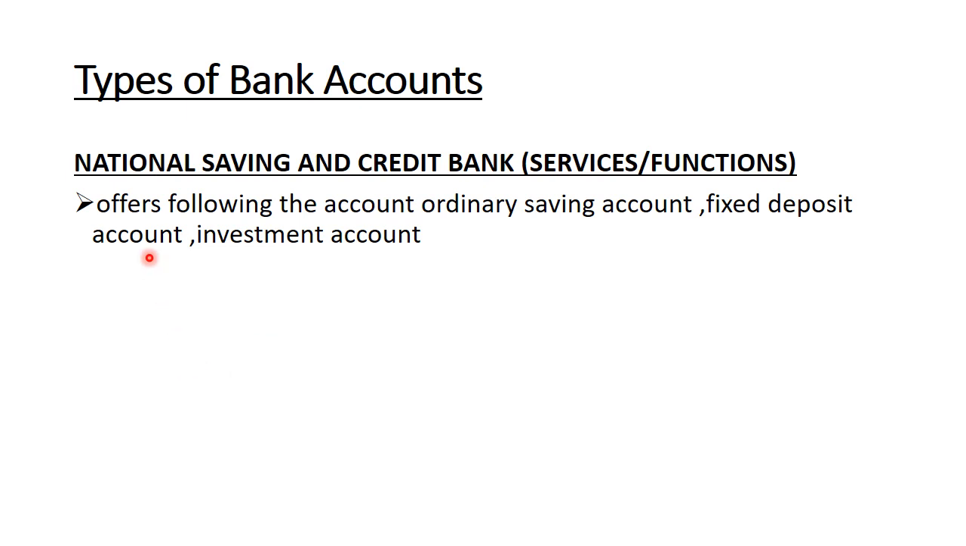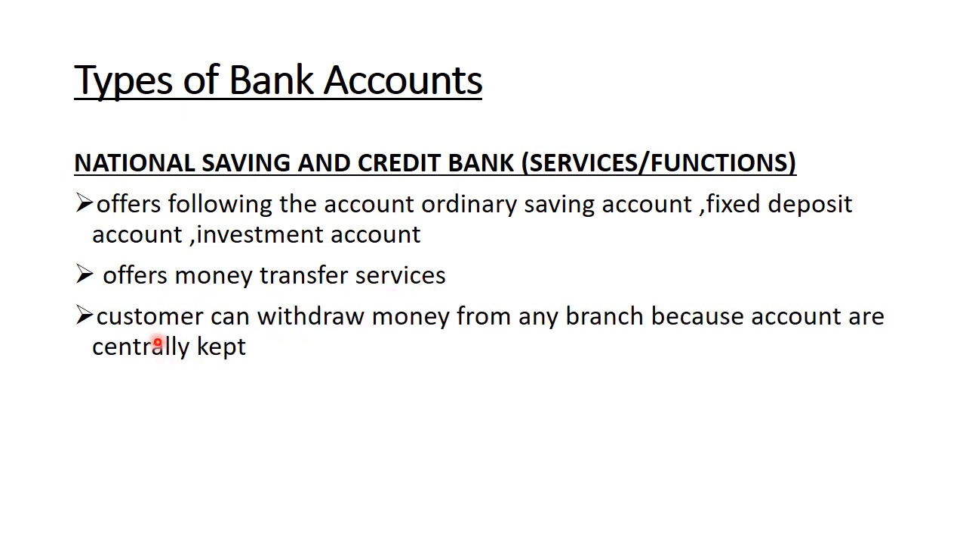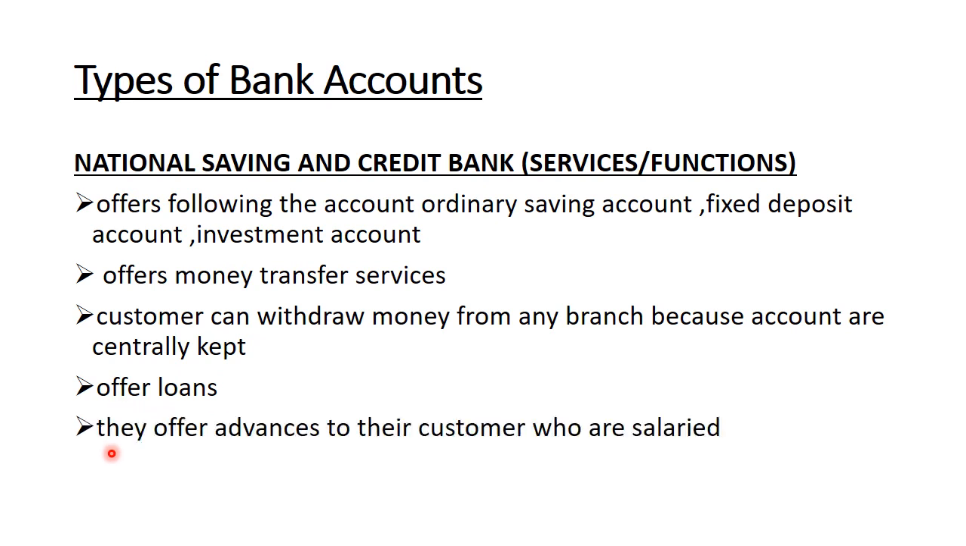The other features of the National Savings and Credit Bank, which in Zambia is called NatSave: they offer money transfer services just like other banks. Their customers can also withdraw money from any branch because accounts are centrally kept. So you can withdraw money from anywhere. If you are in Mufulira, you are not supposed to be in Mufulira to withdraw money. You can withdraw anywhere. It also offers loans just like other banks.